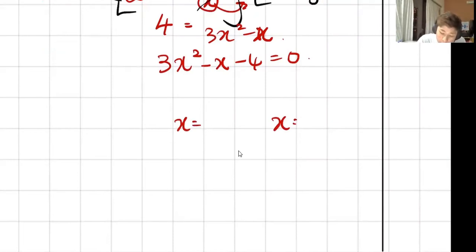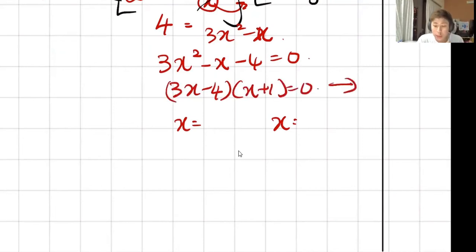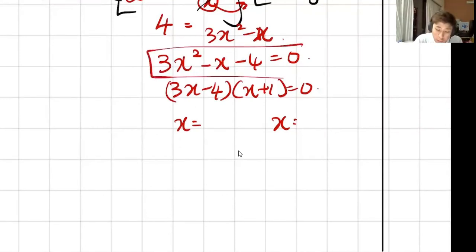So actually, I think I can solve this. Let me think how to solve this. 3, 1, 4, 1, minus 4. So it's (3x minus 4)(x plus 1) equals to 0. If you do not know how to solve this one, doesn't matter. This I use mental factorization. But if you do not know what to do, type in your calculator to solve this quadratic equation to get both answers first. You understand?